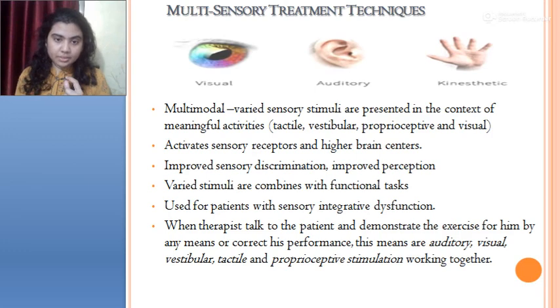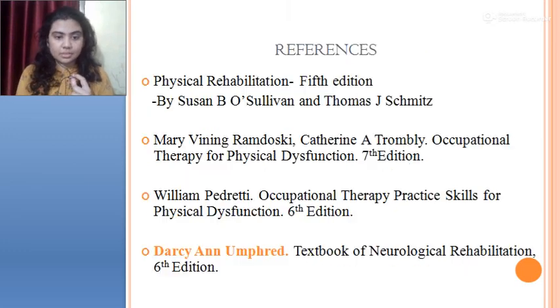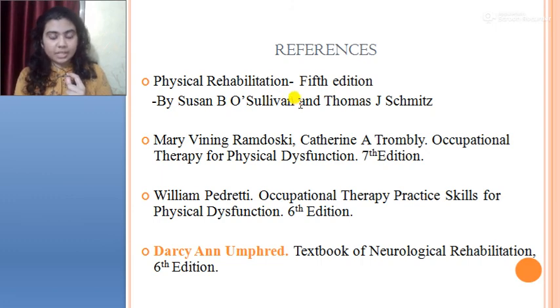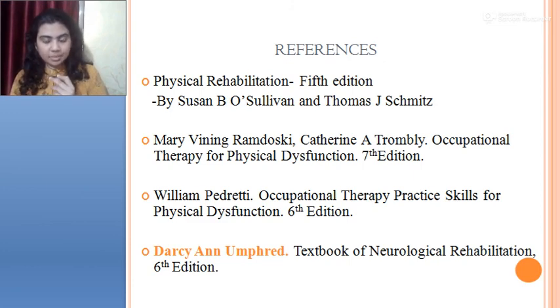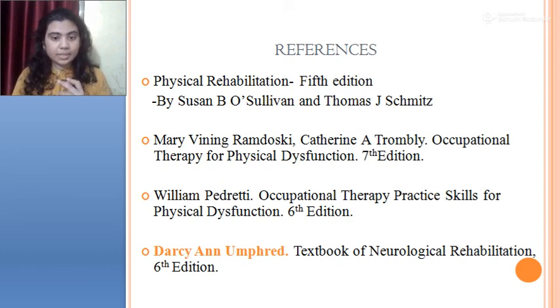I hope you all understand, and these are the references you can go through. That is Susan Sullivan, chapter 10. They have given one table in which they mention the facilitatory and inhibitory techniques. You can also go through the Trombly book, the William Prentice book, and also O'Sullivan and Umphred, where they have mentioned it very well. And these are the further readings. I hope you all understand, and thank you.